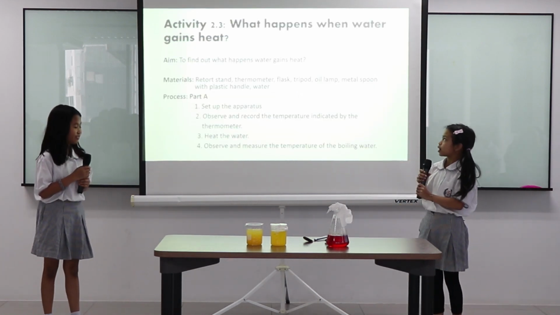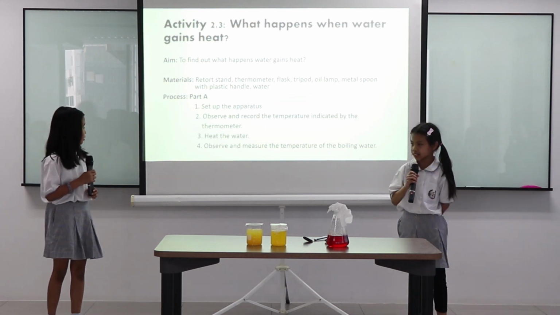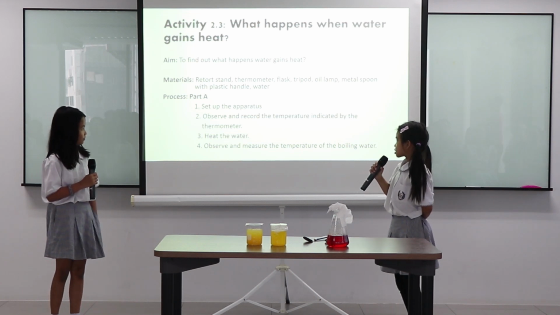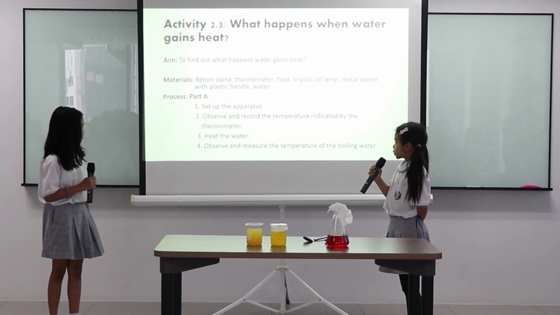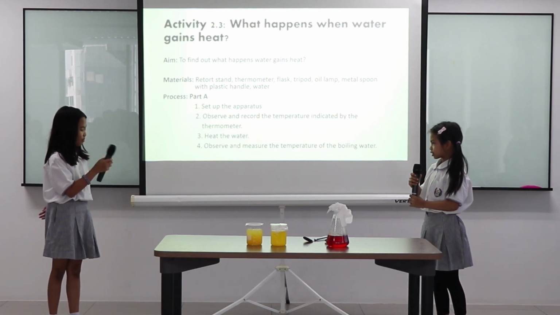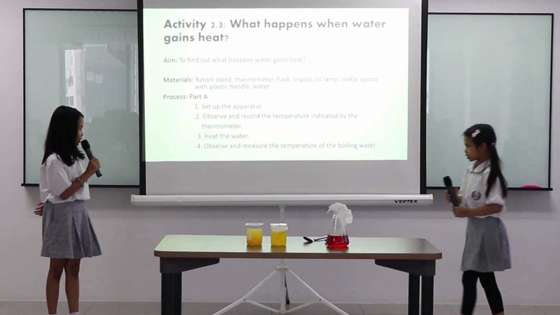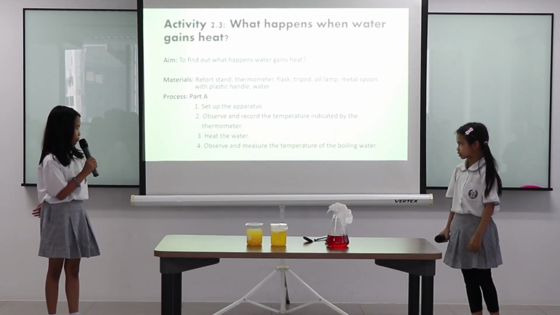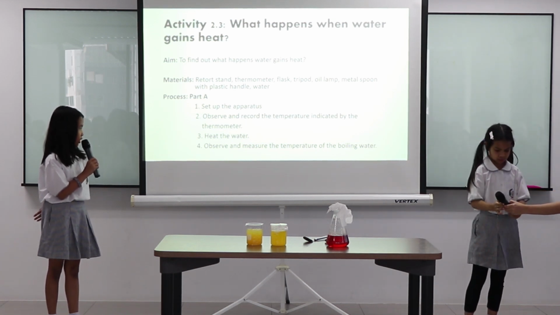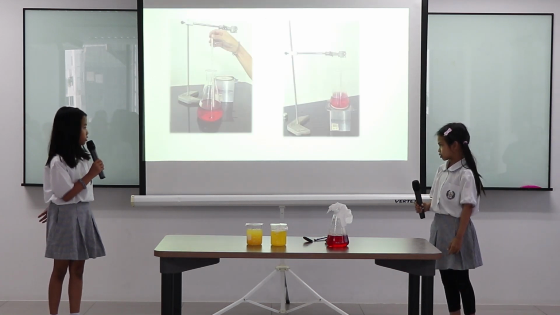Activity 2.3. What happens when water gains heat? Aim: to find out what happens when water gains heat. Materials: heat stand, thermometer, flask, tripod, oil lamp, metal spoon with a plastic handle, and water. Process. Step 1. Set up the apparatus. Step 2. Observe and record the temperature indicated by the thermometer. Step 3. Heat the water. Observe and measure the temperature of the boiling water.